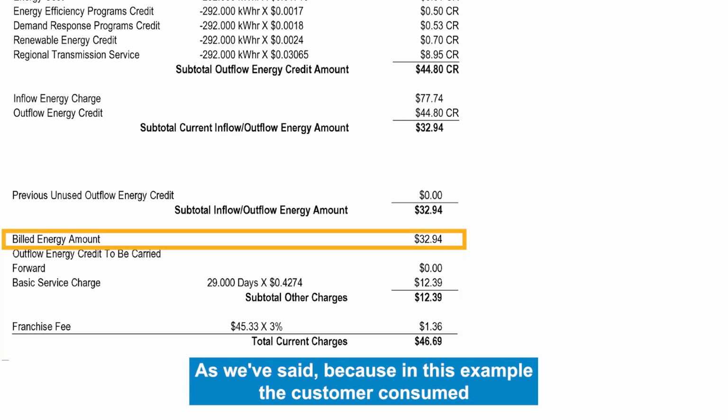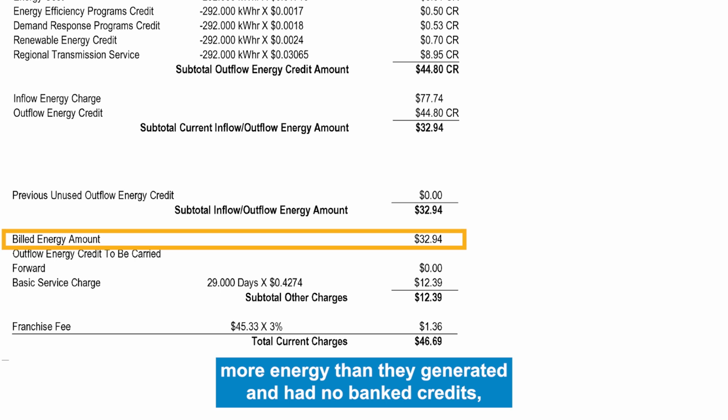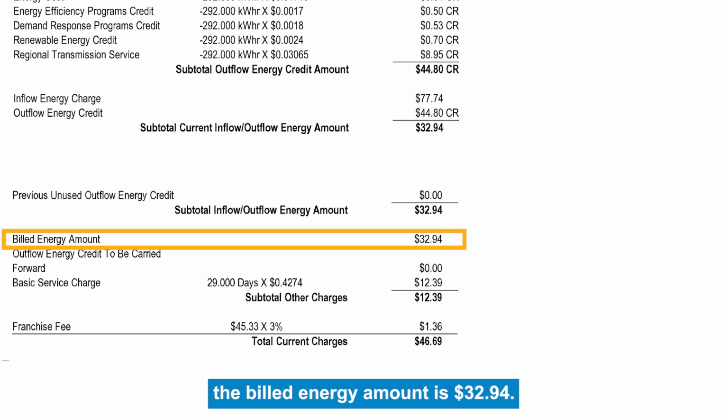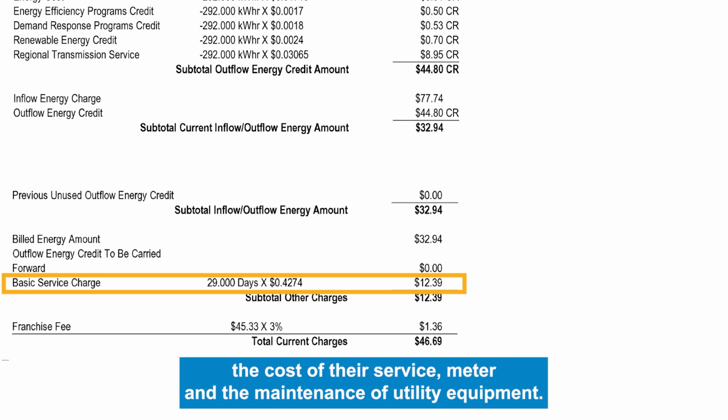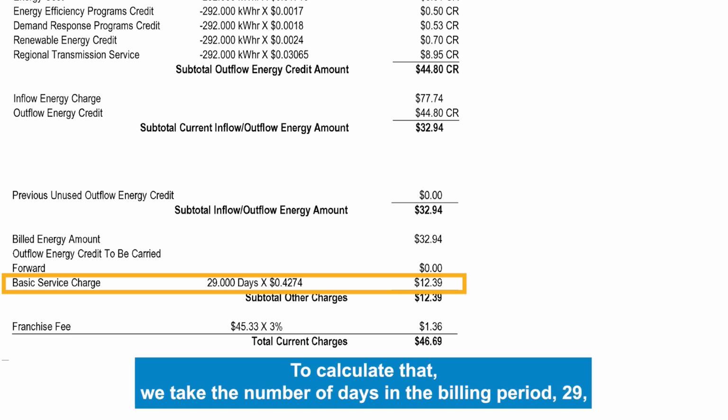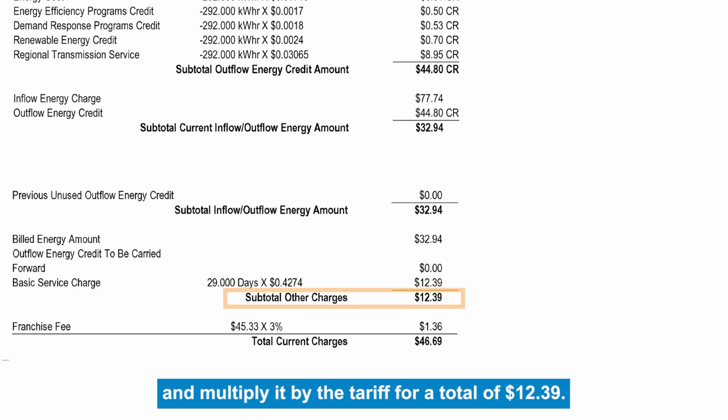The final portion of your bill summarizes your charges. As we've said, because in this example, the customer consumed more energy than they generated and had no banked credits, the billed energy amount is $32.94. The customer is also responsible for the basic service charge that covers the cost of their service, meter, and the maintenance of utility equipment. To calculate that, we take the number of days in the billing period, 29, and multiply it by the tariff for a total of $12.39.